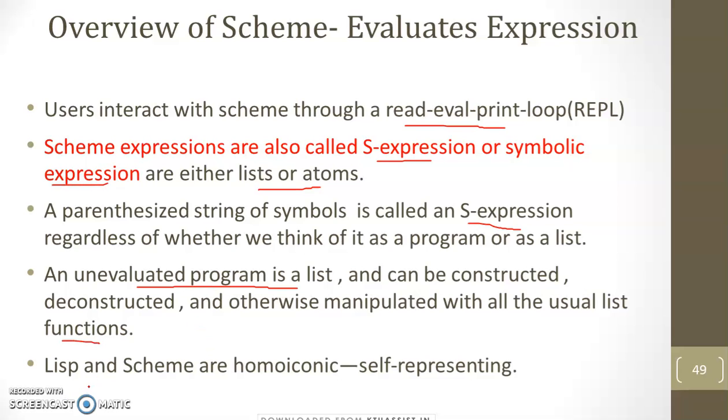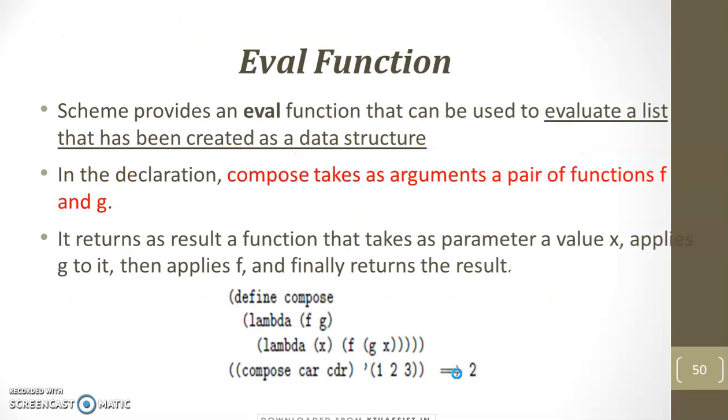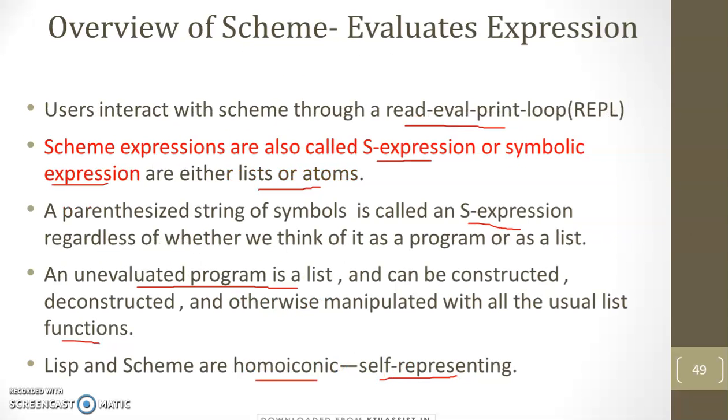Lisp and Scheme are homoiconic, which means that they are self-representing. Lisp and Scheme are different languages. Lisp is a list processing language.